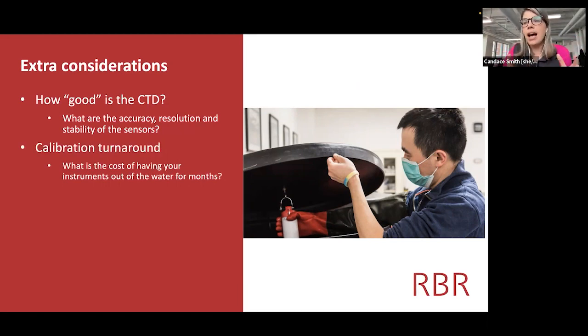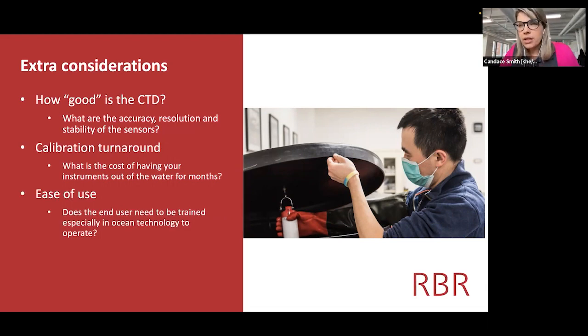Like, what is the cost of not having your instruments in the water? How much of a cost to you for your science is not having it in, if you have to pull your instruments out and wait a few months to get your instrument back? And the ease of use, like, do you need to be very, very qualified and especially trained in ocean technology to be able to operate these systems, or can you teach somebody how to use them in a couple of hours?